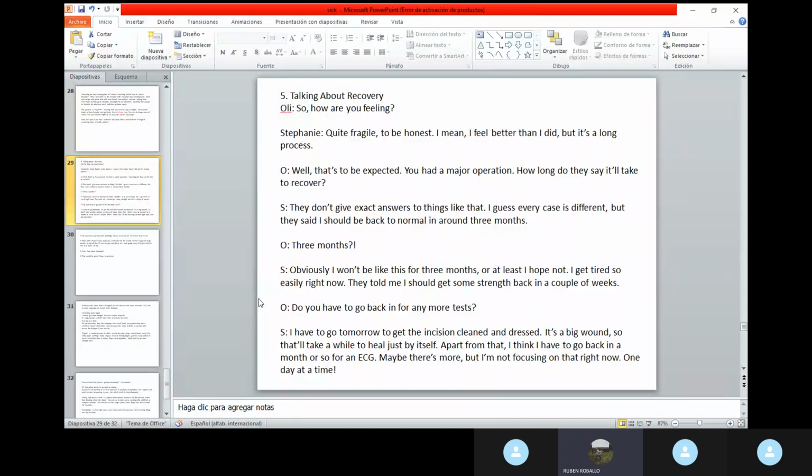Do you have to go back in for any more tests? I have to go tomorrow to get the incision cleaned and dressed. It's a big one, so that'll take a while to heal just by itself. Apart from that, I think I have to go back in a month or so for an ECG. Maybe there's more, but I'm not focusing on that right now. One day at a time.